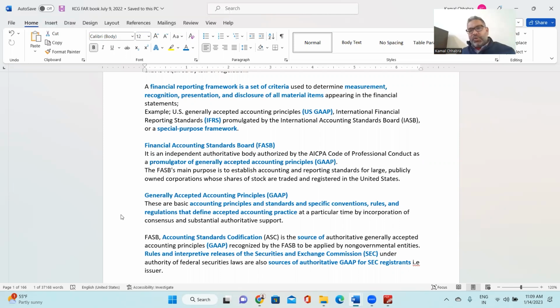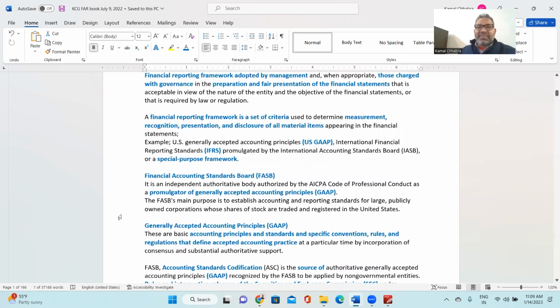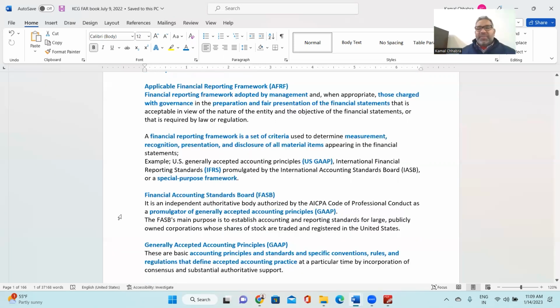Can you correlate this theory with the practical financial statement? Or do you need some more clarification? Yes, no? Applicable financial reporting framework? So far, so good? Yes, sir.